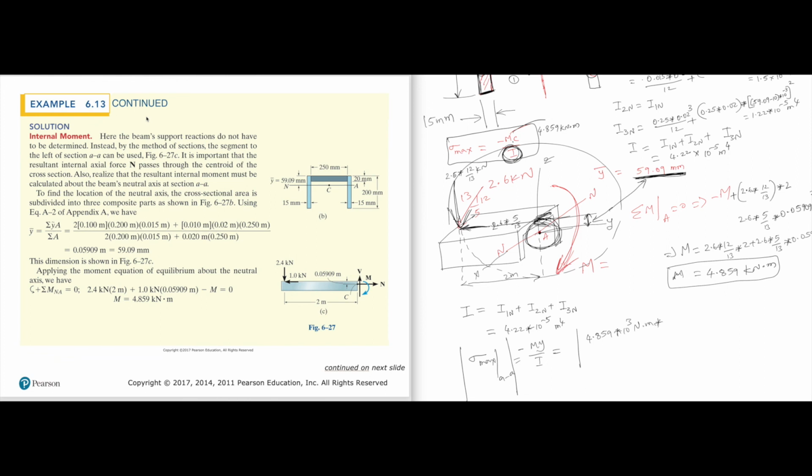Which point is farthest from the neutral axis? Is this point farthest from the neutral axis, or is that point farthest? This point is at a distance of 59 millimeter. How about the distance from the neutral axis to that point? Isn't it 200 minus 59? Isn't it 140.91 millimeter?